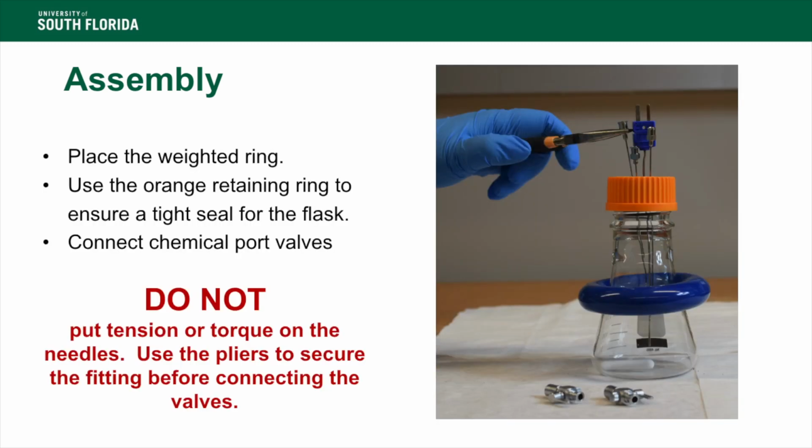A weighted ring is used to stabilize the flask when it is placed in the water bath. Place it before connecting measurement devices and tubing. The orange threaded retaining ring is placed over the rubber stopper assembly and used to ensure a tight seal for the flask. To connect the chemical port valves, secure the needle fitting with needle nose pliers and twist the valve into place. Do not put tension or torque on the needle. They will snap and pose a further puncture hazard.